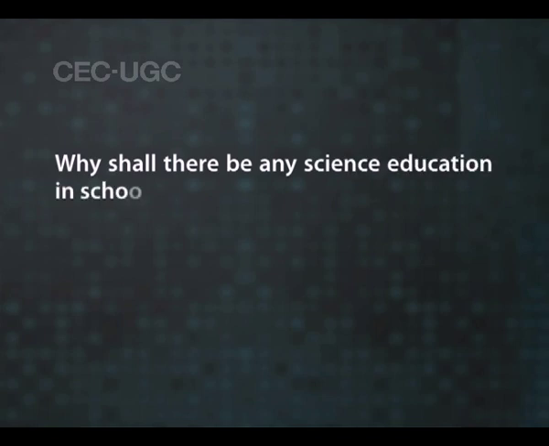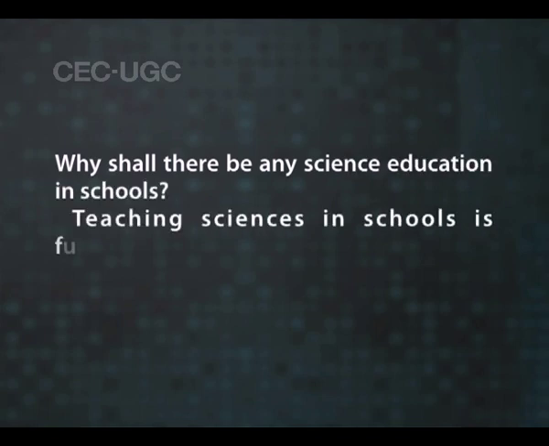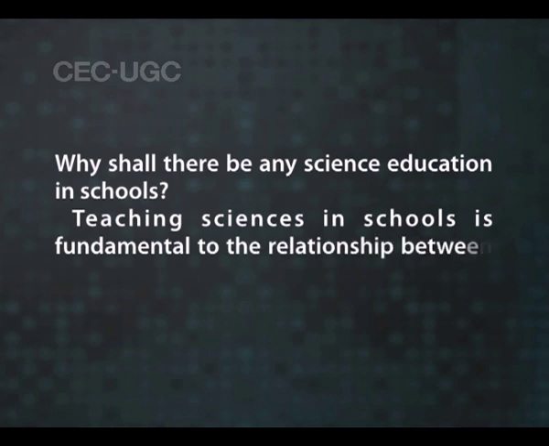Then, why should there be any science education in schools? Teaching sciences in schools is fundamental to the relationship between science and society. Science affects every aspect of individual and social life. It affects the food we eat, the clothes we wear, the work we do, the games children play, the problems and solutions we think of, how well human beings feel about life. Science shapes the quality and quantity of human life from conception to death.